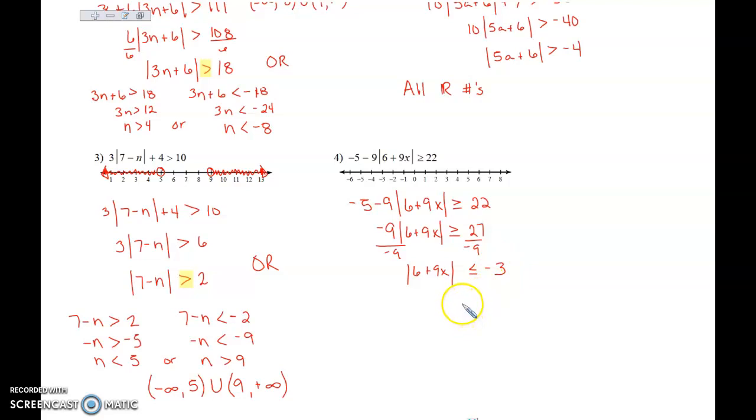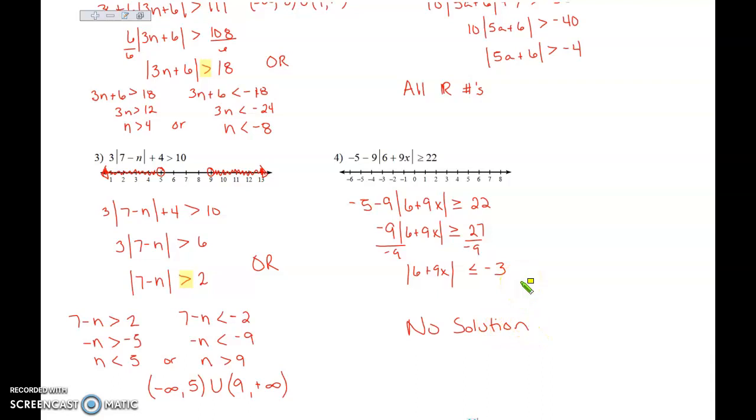Okay. So basically when you're reading this, it's saying if I take the absolute value of anything, it's always going to be less than or equal to negative 3. Well, that's a false statement. There's no way that you can have a positive number less than a negative number. So this would be a no solution. So there's no possible answer for this one. No solution.